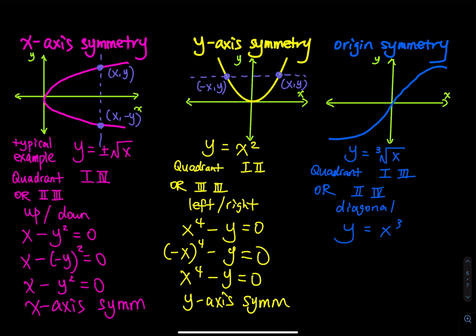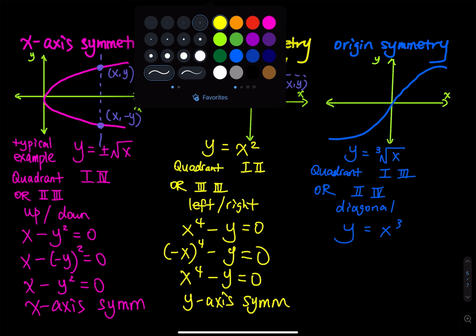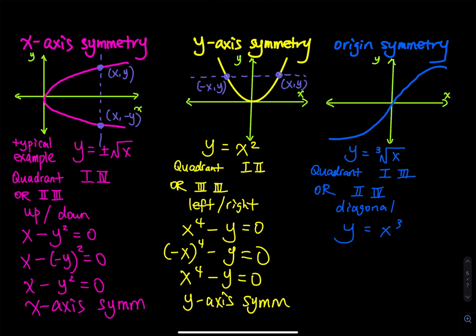The typical example that I use a lot is y equals the cube root of x. That looks like this. x can be positive or negative. And then this one, if you have (x, y), then on the other side you should have (negative x, negative y). Quadrant 1, 3, or 2, 4.